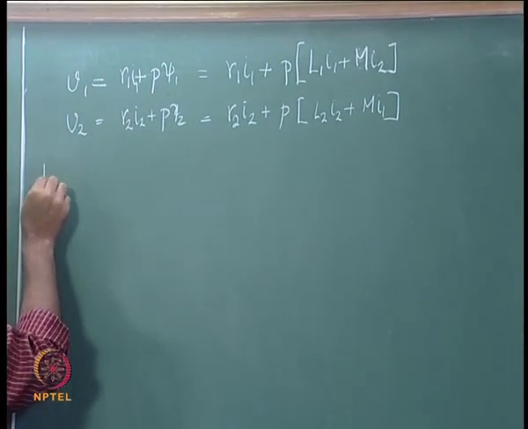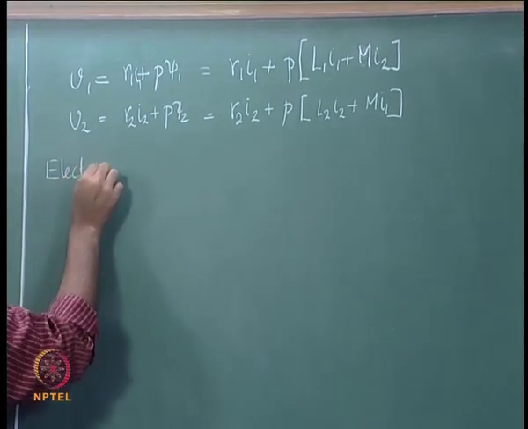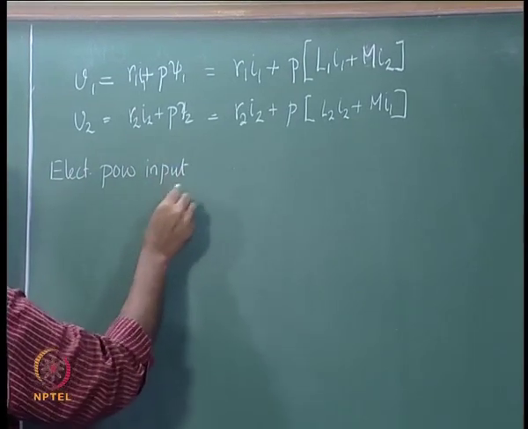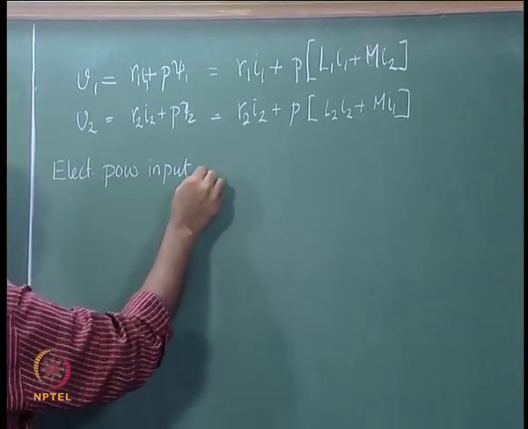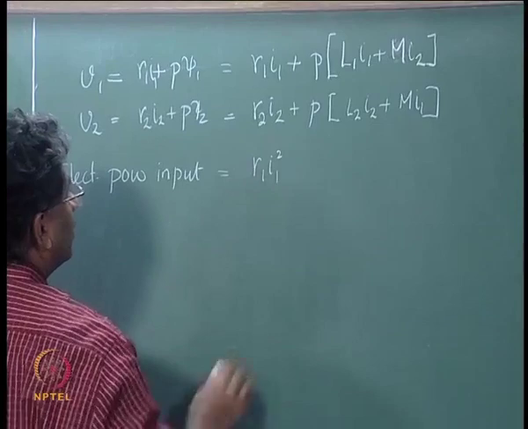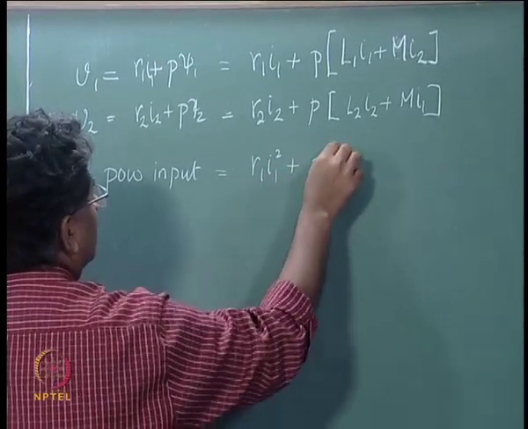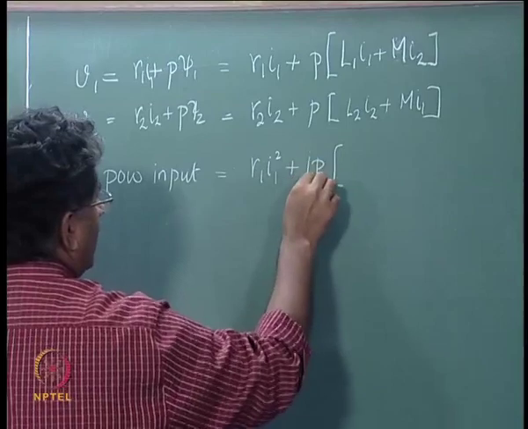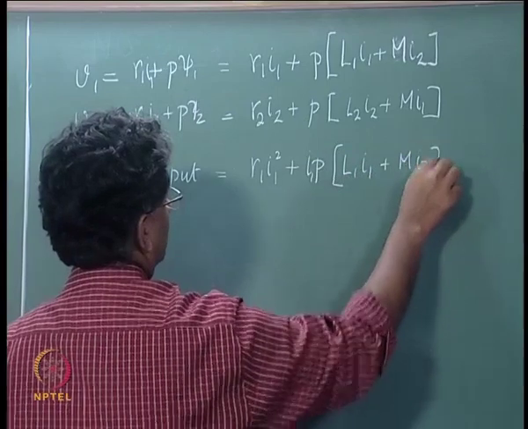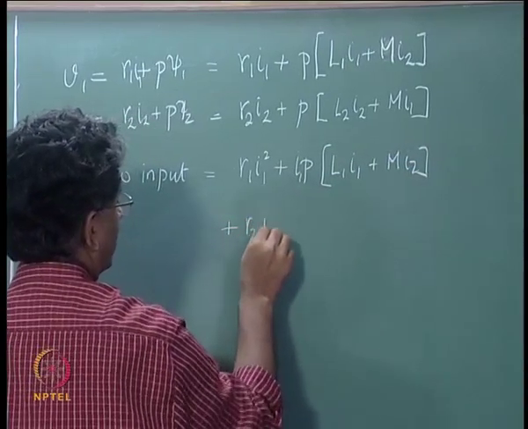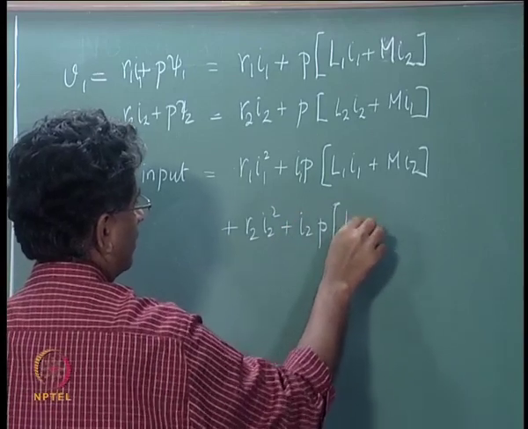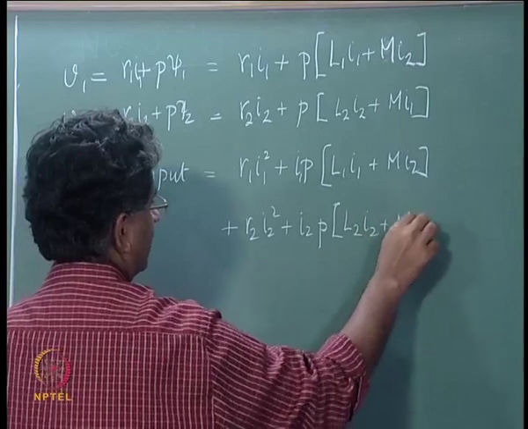The electrical power input is then given by R1 I1 squared plus I1 into P of L1 I1 plus M I2, plus R2 I2 squared plus I2 P into L2 I2 plus M I1.